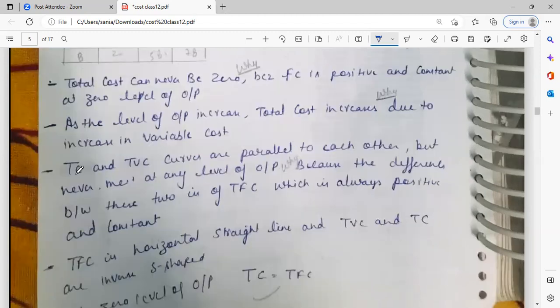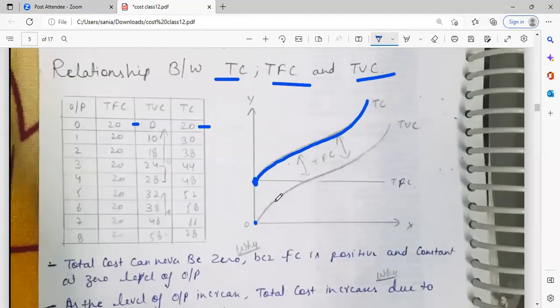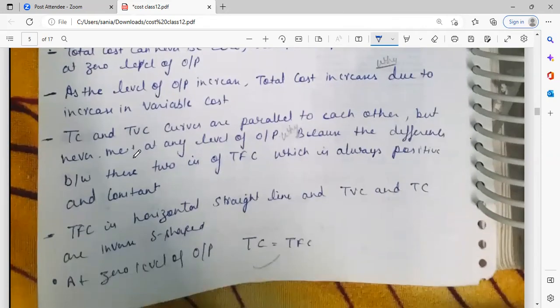Then TC and TVC curves are parallel to each other. You can see TC and TVC, they are parallel. They never meet at any level of output. Why? Because the difference between the two is TFC, which is always positive and constant.